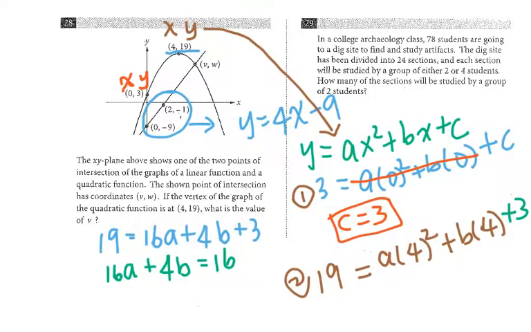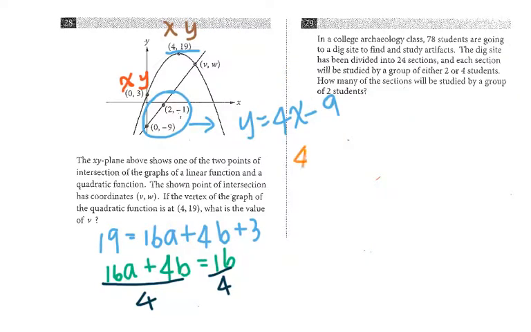Since we can divide by 4 both sides, then you will get 4a plus b equals 4.